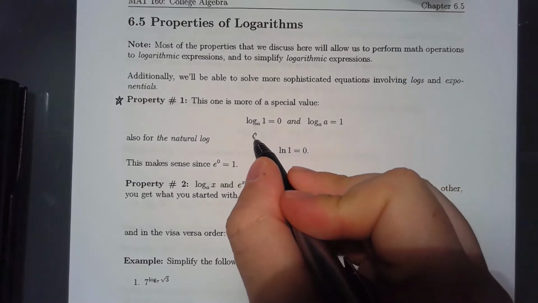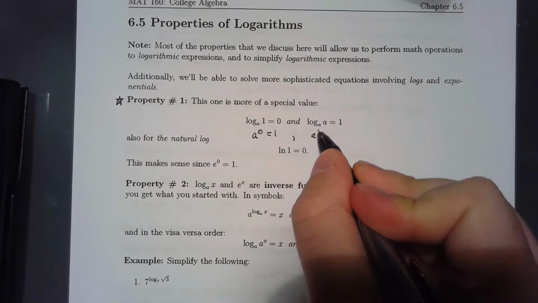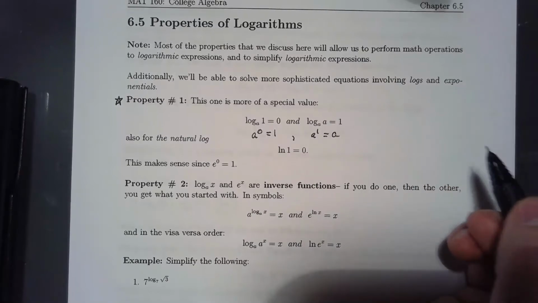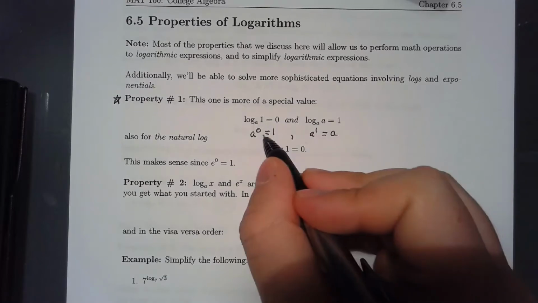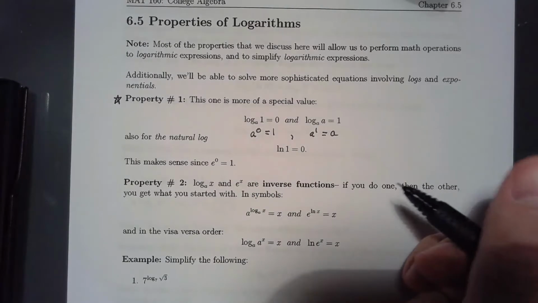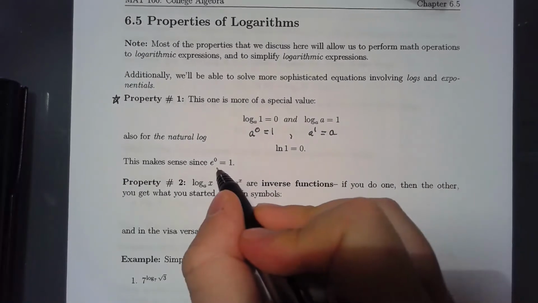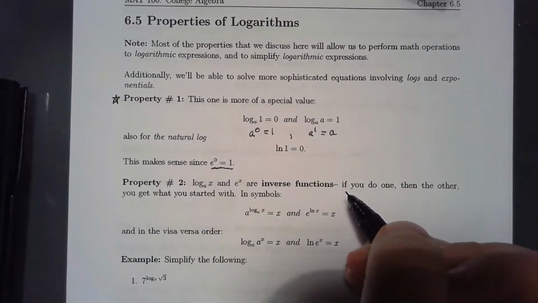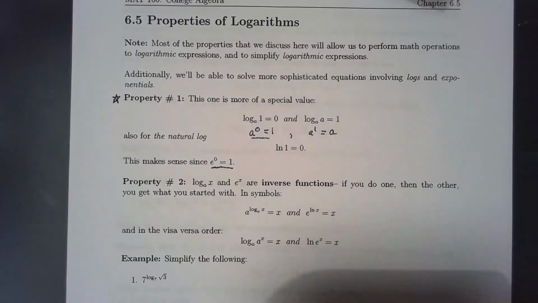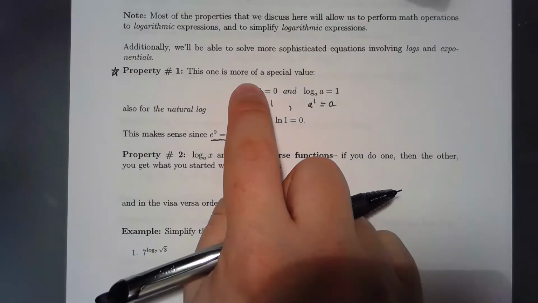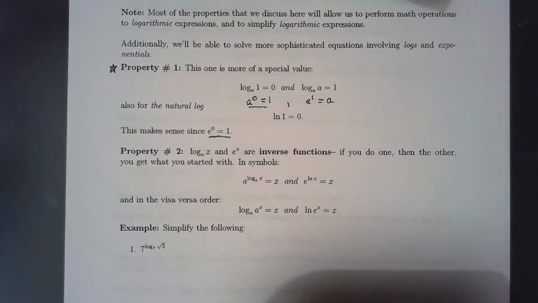This makes sense because a to the 0 power is 1. We already know that. And we know a to the first power is a. We know this, and the equivalent logarithmic statement is what I have typed here. And the natural log of 1 is 0. And that makes sense because e to the 0, anything to the 0 power, is going to be 1, just like it is here. And a to the first is itself. So, this isn't a property per se. This is just a special case, and it shows up sometimes when you evaluate logs and exponentials.